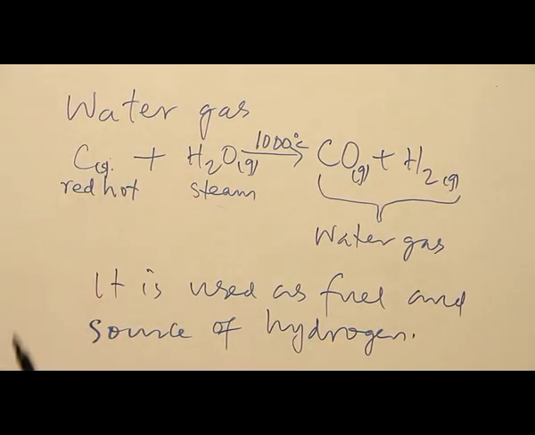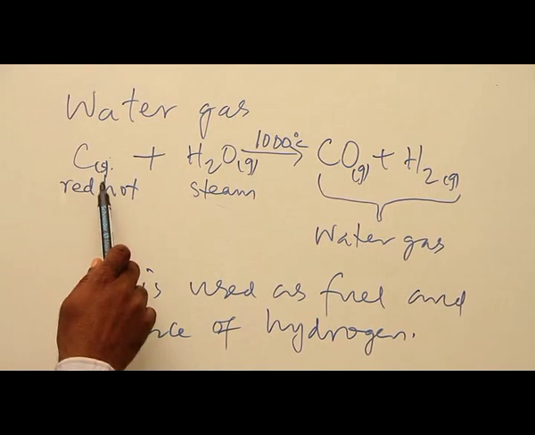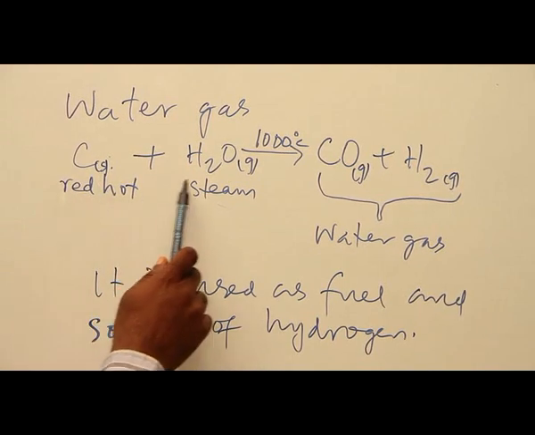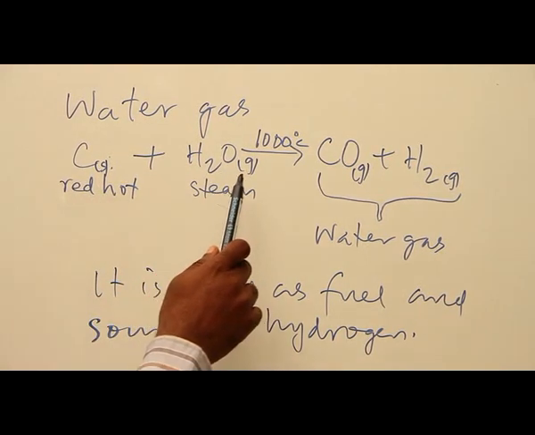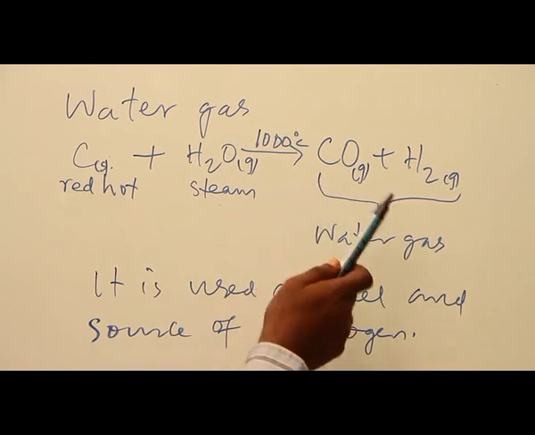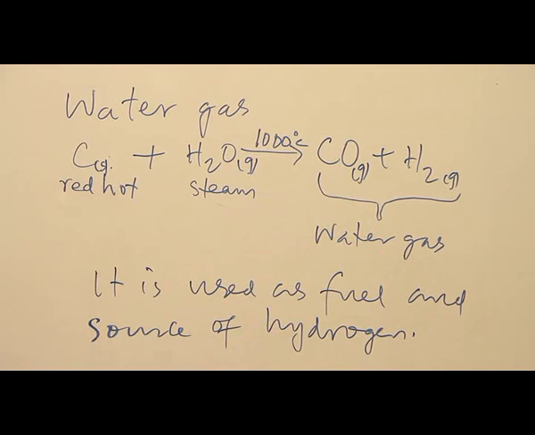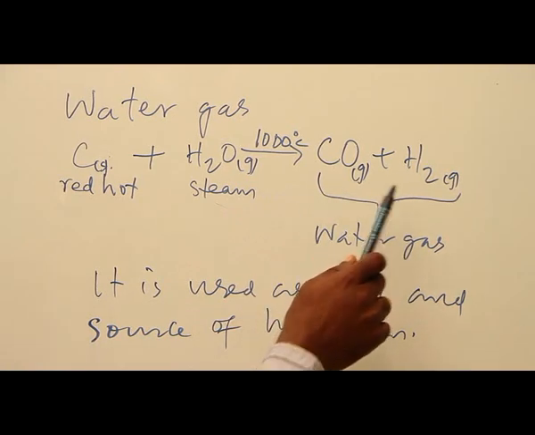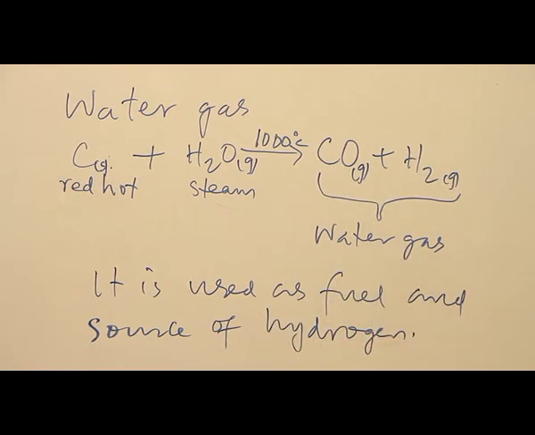Water gas. Red hot carbon plus steam at 1000 degrees Celsius to give carbon 2 oxide plus hydrogen. The combination of carbon 2 oxide and hydrogen makes up the water gas. It is used as fuel and source of hydrogen.